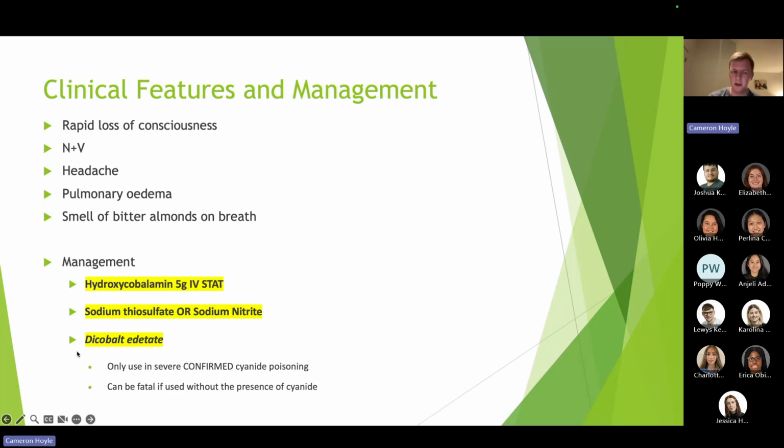You may very well see dicobalt. Again, it's very effective, but it can be fatal without the presence of cyanide. So you need to be 100% sure that the patient has cyanide poisoning before you give it. Whereas with the top two, if you're suspecting cyanide poisoning, for example, in a house fire, and the clinical picture fits, you could potentially give these without any real problems.